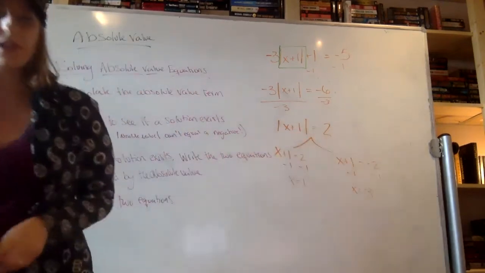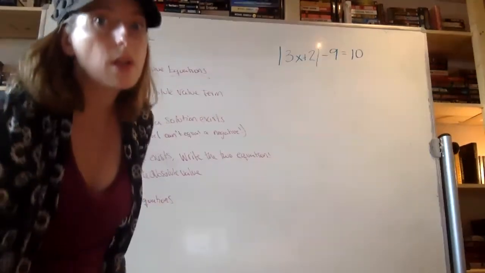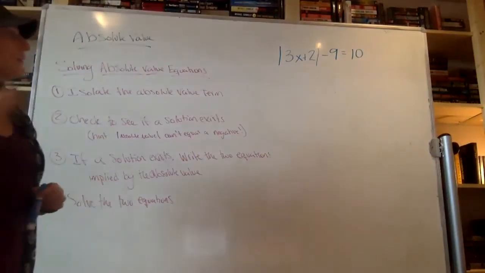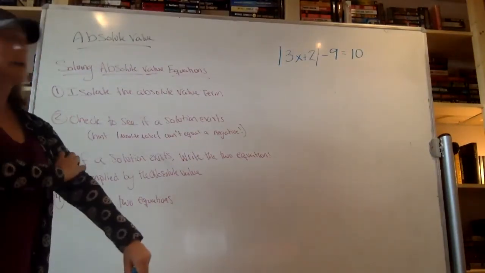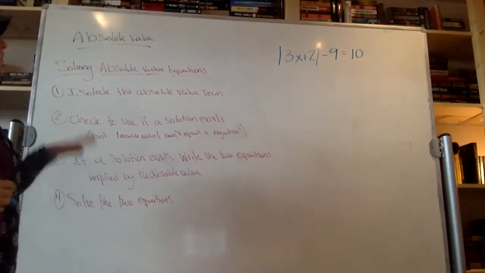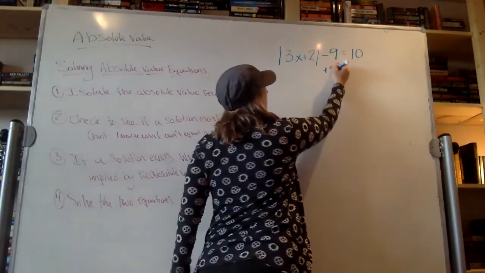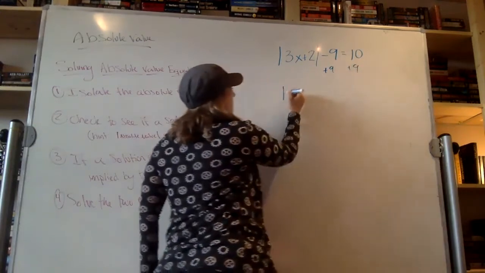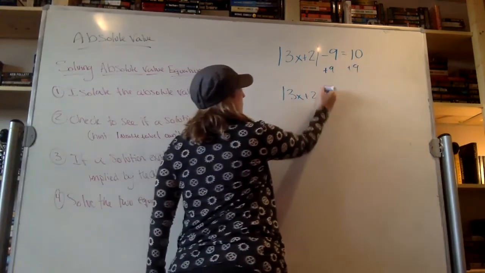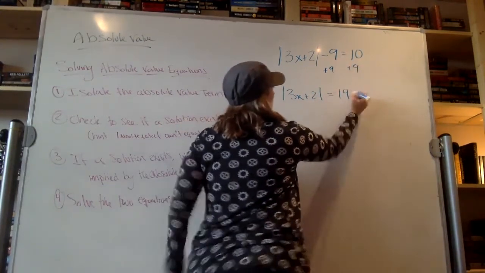All right, let's do another example. All right, so let's look at this example. We have the absolute value of 3x plus 2 minus 9 equals 10. So first thing we need to do is isolate the absolute value term. I'm going to add 9 to both sides. So I have the absolute value of 3x plus 2 is equal to 19.